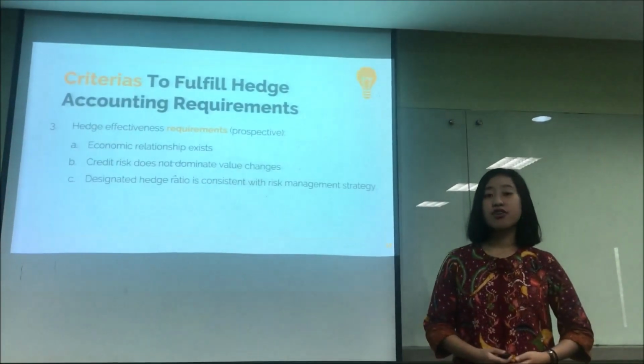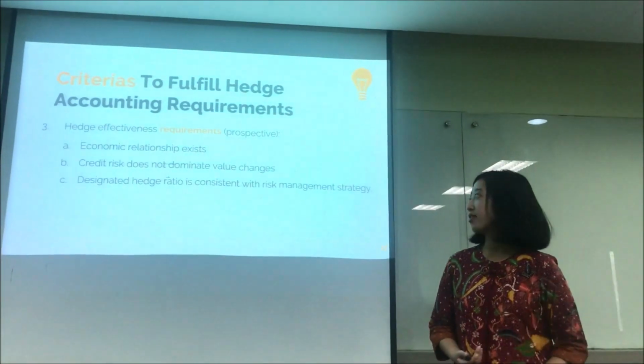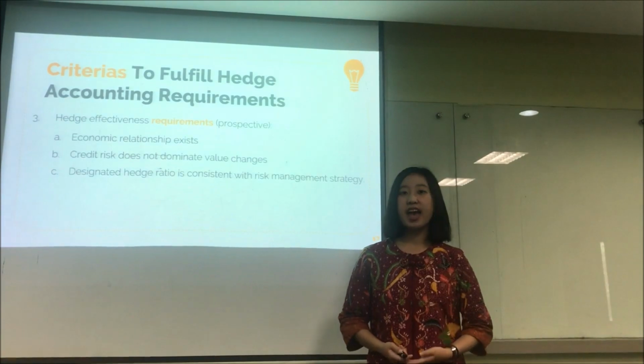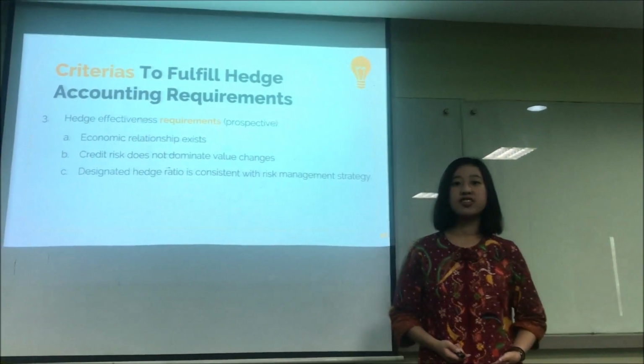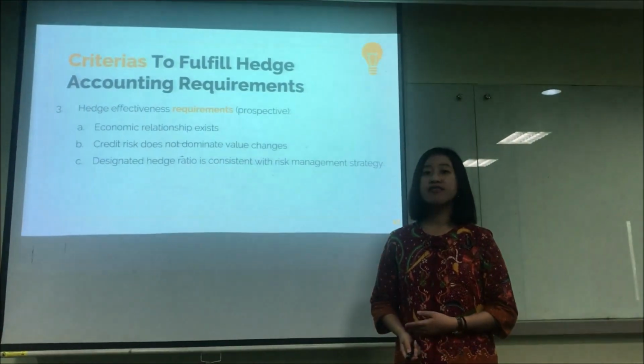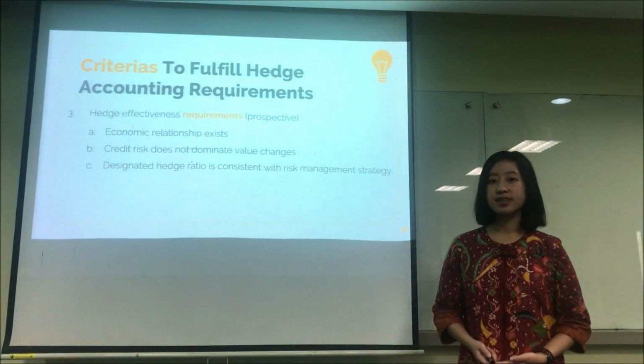Now moving on to the third criterion, hedge effectiveness requirements in a prospective way. Hedge effectiveness is defined as the extent to which changes in the fair value or cash flows of the hedging instruments offset changes in the fair value or cash flow of the hedged items.